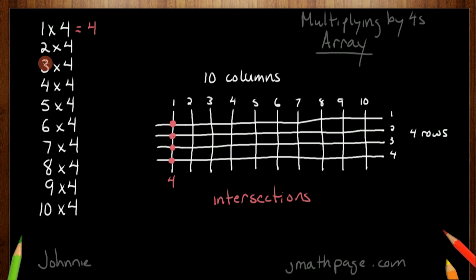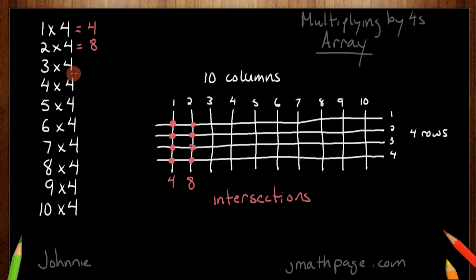Let's continue. 2 times 4. We want to have our 4 rows to start with again, but this time we have 2 columns. So 2 columns and 4 rows. So let's find out about the intersections. Okay, I know I had 4 intersections in this first column, so now I'm going to add on 4, 5, 6, 7, and 8. So 2 columns and 4 rows. Altogether, we have 8 intersections. So 2 times 4, 2 columns, 4 rows, give us 8 intersections.